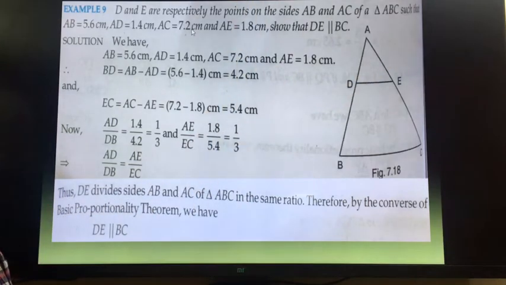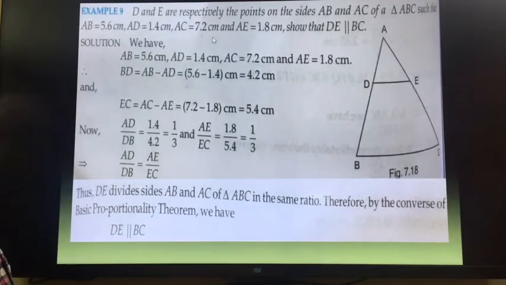So it is the converse of BPT. If the ratio is the same, then the line will be parallel, or if the line is parallel, then it will divide the other two sides in the same ratio. Yes, children, so please see, it is based on the converse of the BPT theorem.